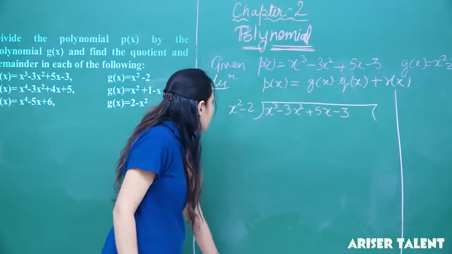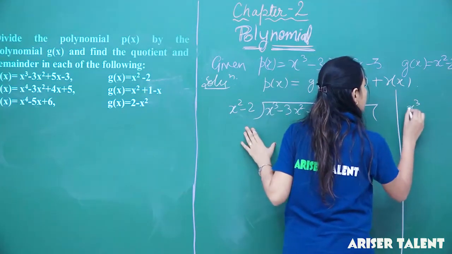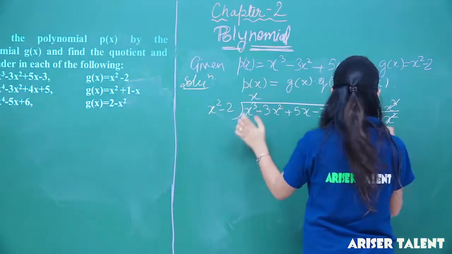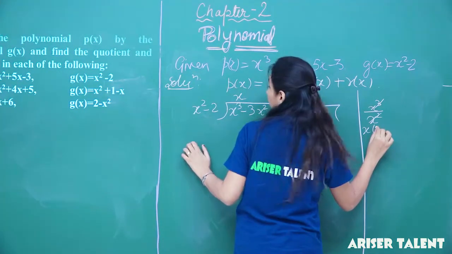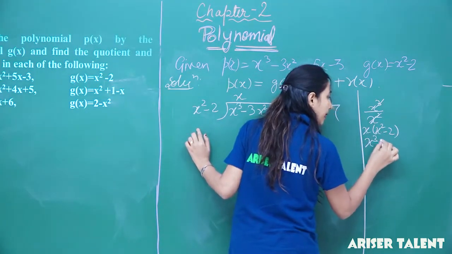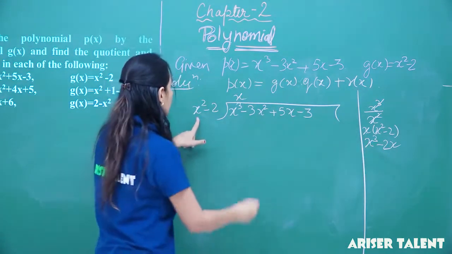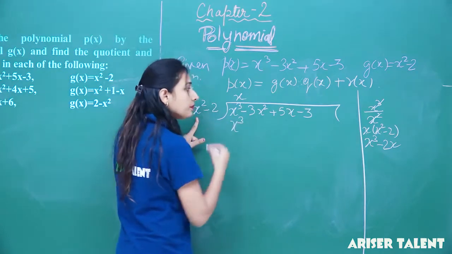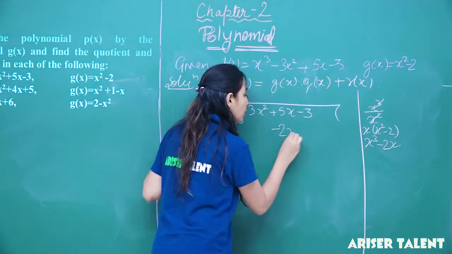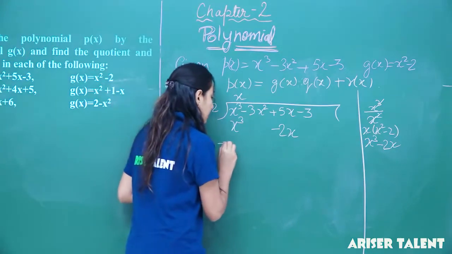So, x square minus 2, x cube divided by x square, that will give you x. So, write x here. Now, multiply x by x square minus of 2, you will be getting x cube minus 2x. So, you will write simply x cube here and minus of 2x. Here you will be writing minus of 2x just below the term of x. Okay.